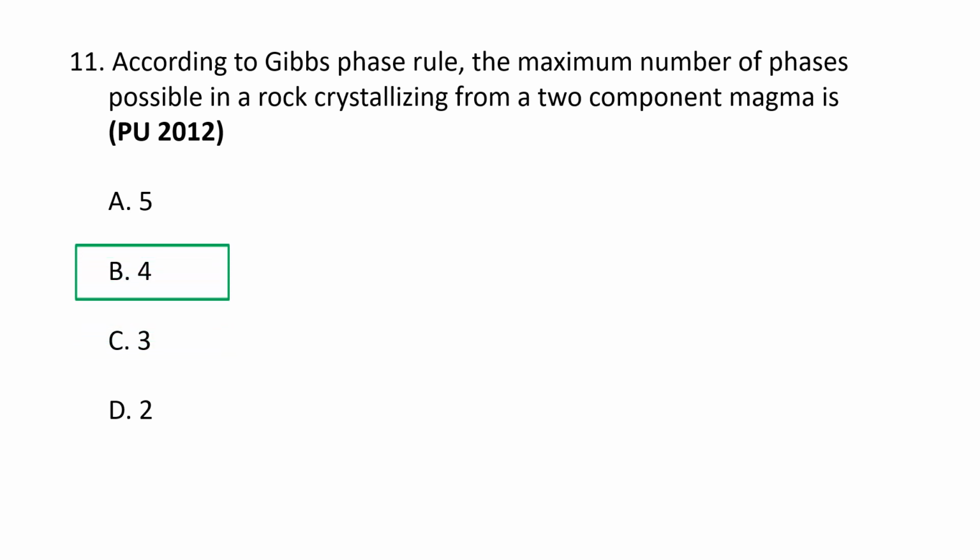According to the Gibbs phase rule, the maximum number of phases possible in a rock crystallizing from a two-component magma is 4. The Gibbs phase rule states that for a system at equilibrium, the number of phases P can be expressed as P = C - F + 2, where C is the number of components and F is the degrees of freedom. In a two-component magma, C = 2, and at fixed temperature and pressure, F = 0, so the maximum number of phases is P = 2 - 0 + 2 = 4. So B 4 is the correct option.